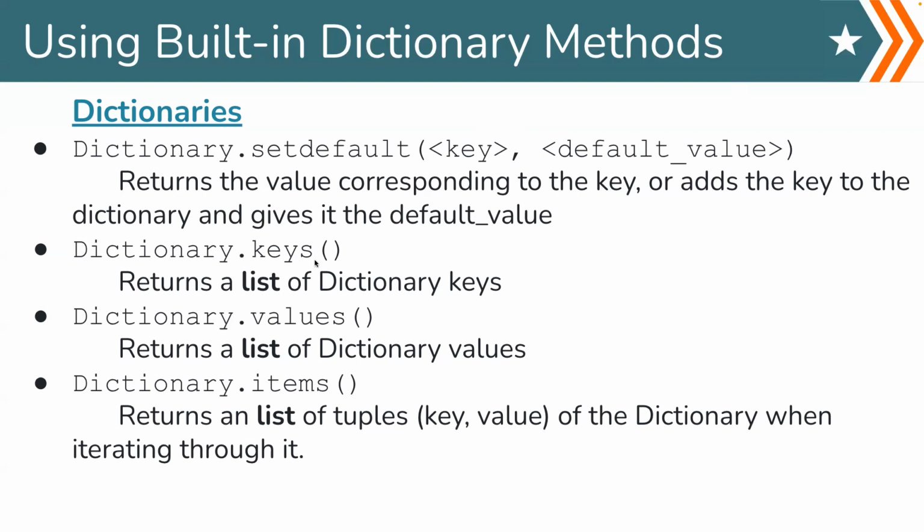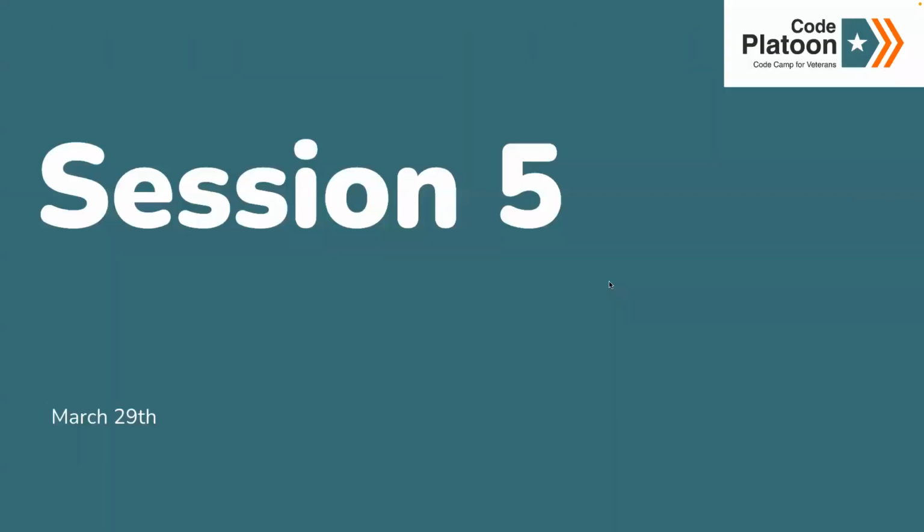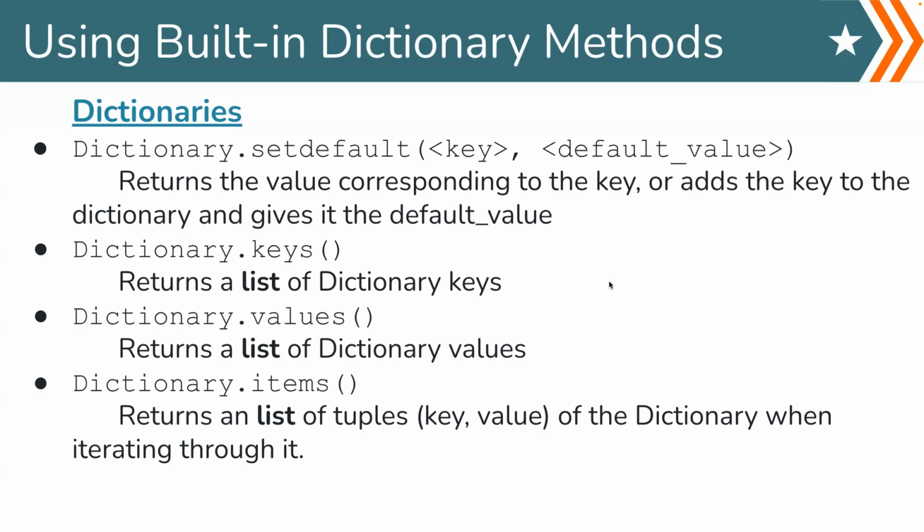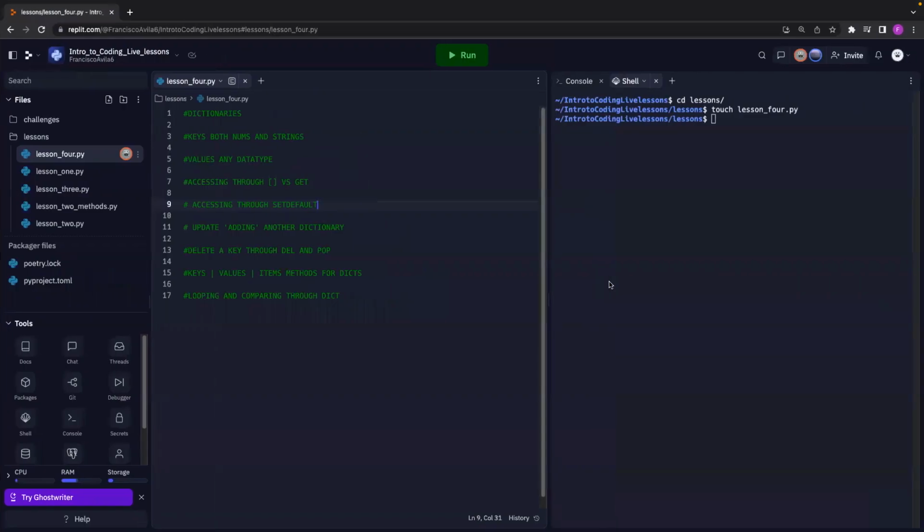So now we have dictionary keys. It's going to return a list of keys inside of the dictionary. We have values, which will return a list of the values. And we have items, which returns a list of tuples that has a key value pair. And I believe that's it for the PowerPoint, but let's actually take a look at some code.